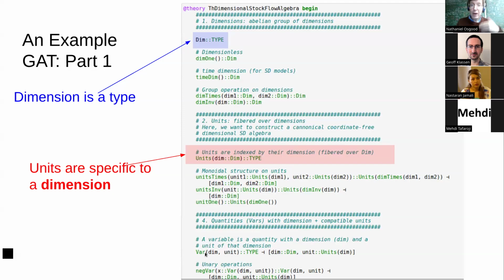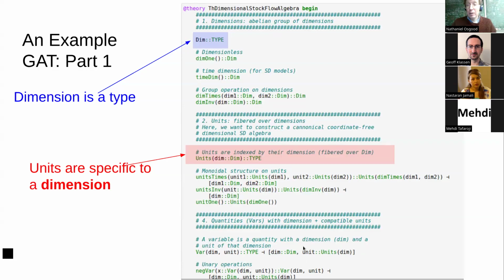She defined a variable, and this is going to be a quantity. It's going to carry a dimension and a unit, but it's not any old unit, right? It's the unit fibered over that dimension, and this is related to, if you're wondering, pullbacks, etc. It's fibered over this. So it's some unit compatible with that dimension. It's a unit of that dimension, right? So we have a dimension, then we have a unit.